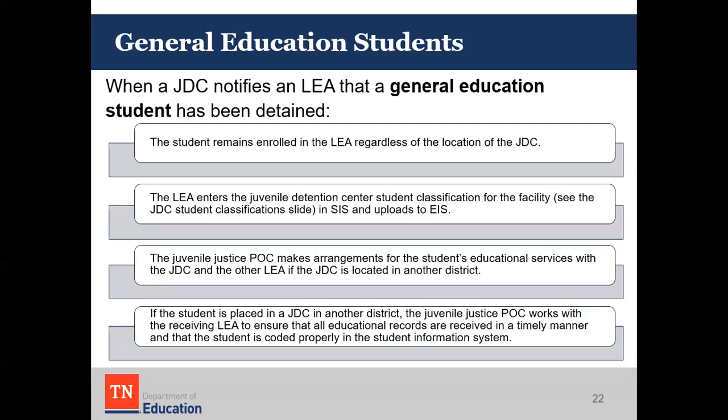And if the student is placed in a JDC in another district, the juvenile justice point of contact works with the receiving LEA to ensure that all educational records are received in a timely manner and that the student is coded properly in the student information system. So again, for general ed students, if you have a general ed student from your district and they are detained in a JDC in another district, they remain on the roll of your district and are coded with the appropriate JDC code. It's important to note that this is only for general education students, and we'll talk about special education students next.